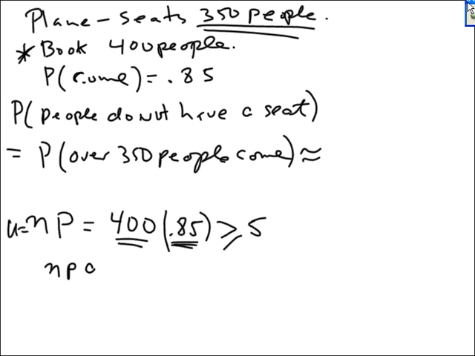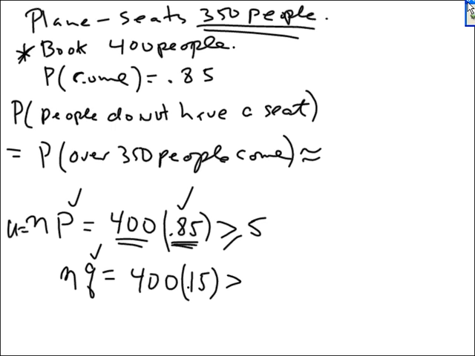Now, what about NQ? Well, N is still 400, and if 85% of the people do come, that's success, then the failure, Q, is the remaining 15% of the people. And that's also greater than or equal to 5. It's 60, which is more than 5. All right, so I have my mean.